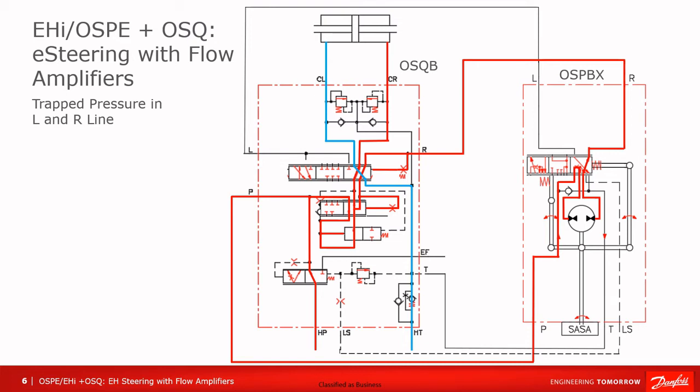The OSPBX steering unit solves this problem by connecting L and R in the spool sleeve set and draining to tank when the spool is in its neutral position. This balances the pressure in L and R so that the OSQ will stop steering. The X in OSPBX denotes this.